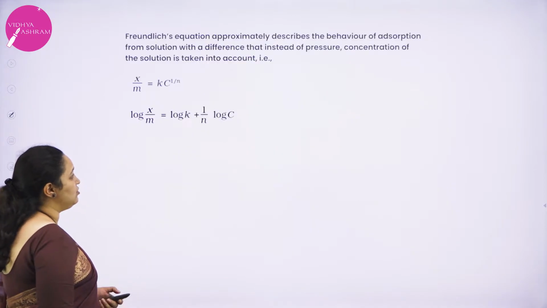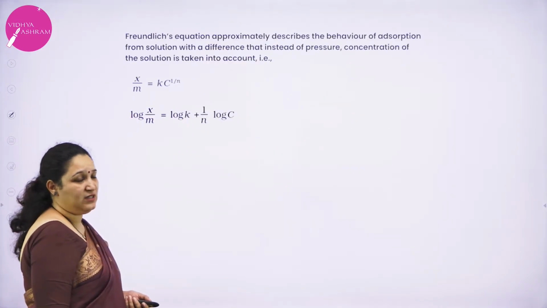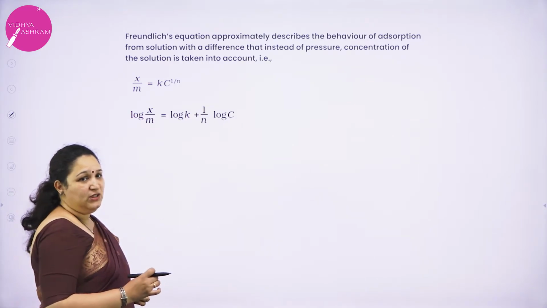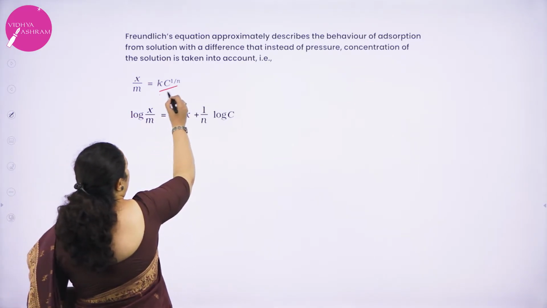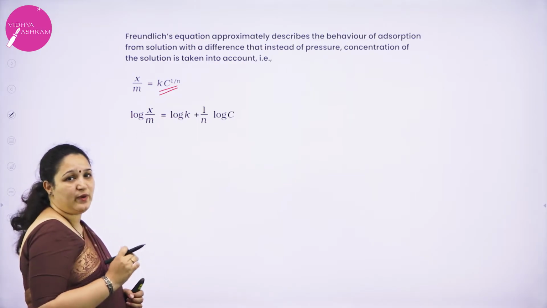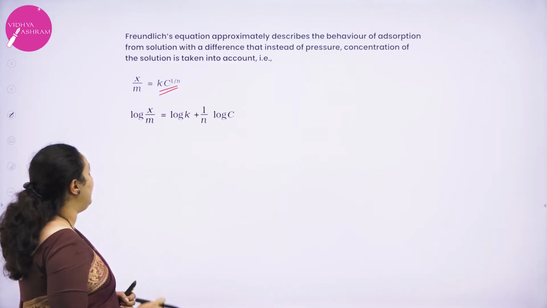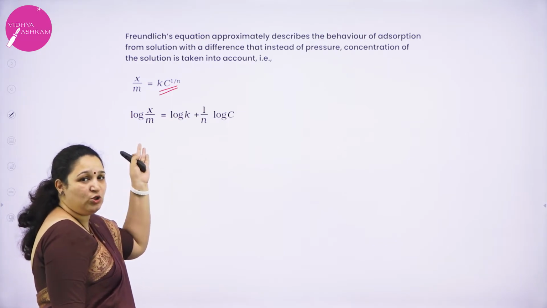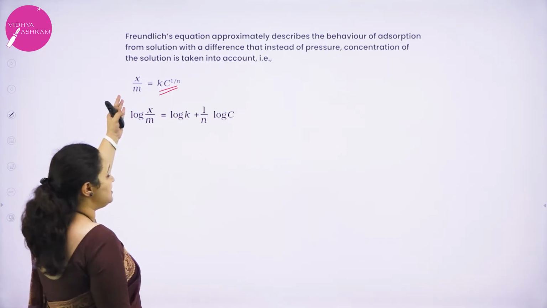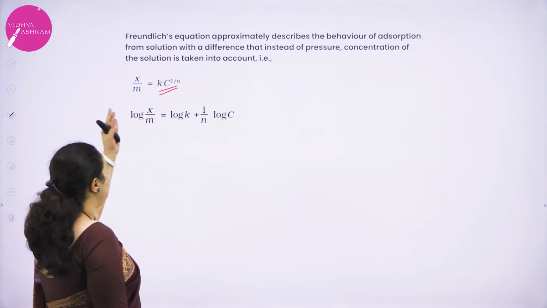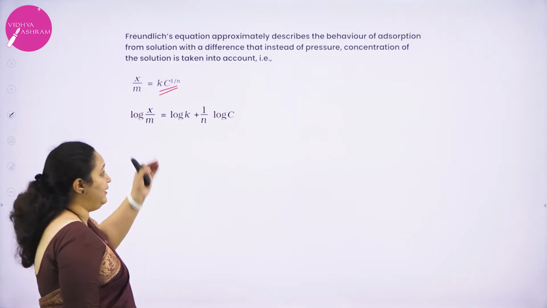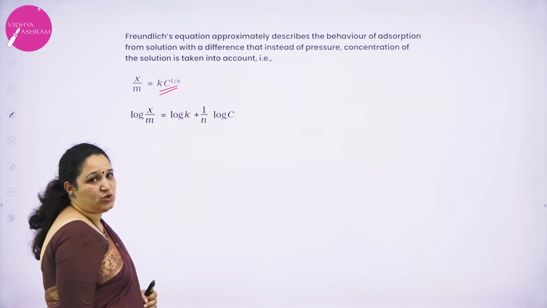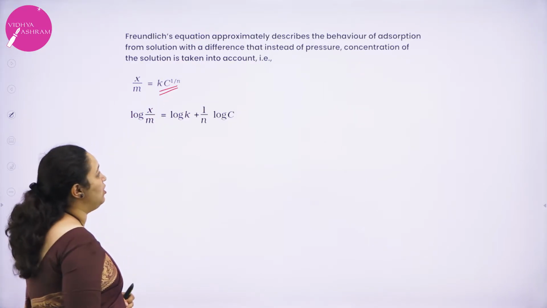Now for this also they have applied the Freundlich isotherm. Here instead of pressure we are writing concentration. x/m = K C^(1/n). x is again the mass of the solute which is adsorbed. Okay, x is the mass of the solute which is adsorbed, m is the mass of the adsorbent and C is the concentration of the solution. K and n are the constants.